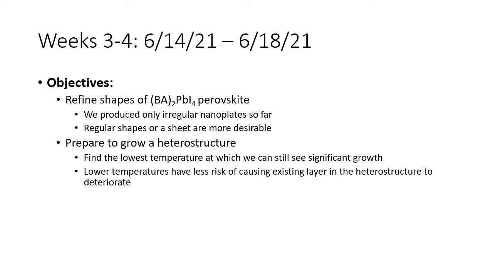Moving into weeks 3 and 4, we had two primary objectives. The first was to refine the shape of our butyl ammonium lead iodide perovskite, because so far we had only produced irregular nanoplates, and regular shapes or a sheet are more desirable. And then we also were trying to prepare to grow a heterostructure, which in order to do this, we had to find the lowest temperature at which we could still see significant growth. And this is simply because lower temperatures have less risk of causing the existing layer in the heterostructure to deteriorate.